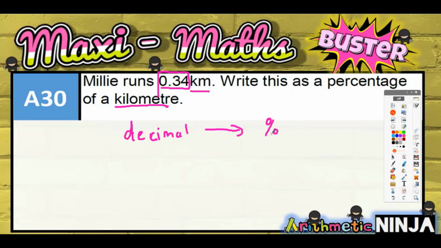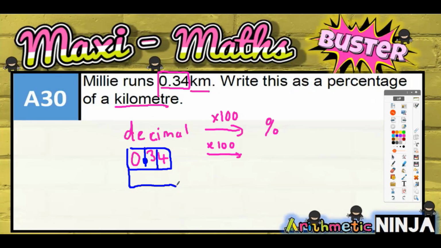And all you do to turn a decimal into a percentage is basically times by 100. So we've got this 0.34, and all we've got to do is times that by 100, and we'll get our percentage. Now, to times by 100, digits move 2 places forwards. So if you imagine some squares around this 0.34, like so, remember, don't forget your decimal points there.